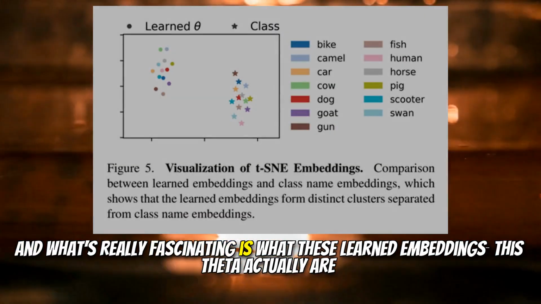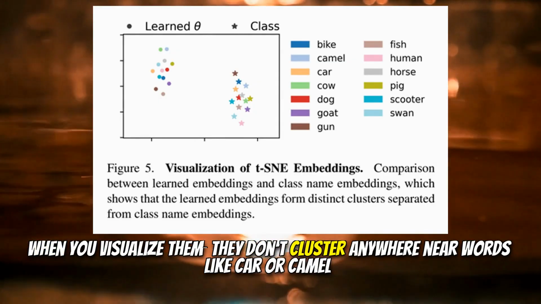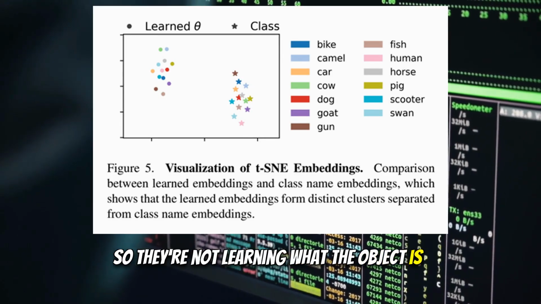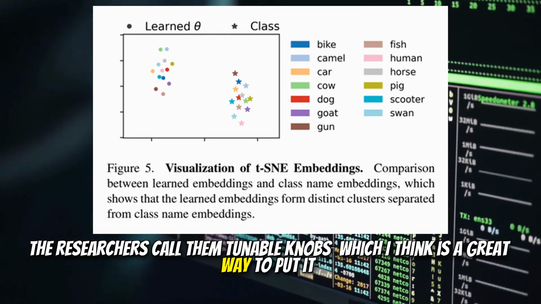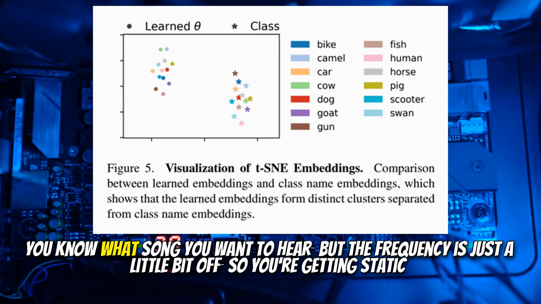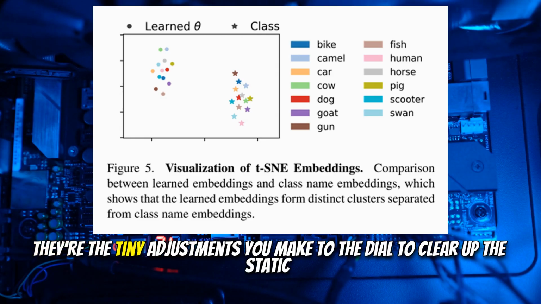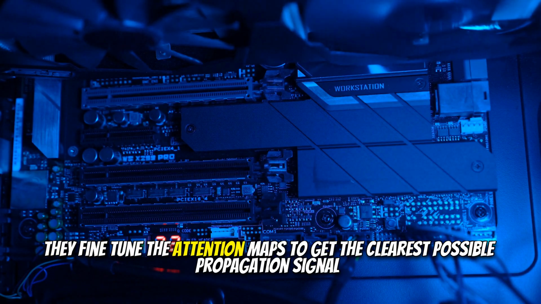And what's really fascinating is what these learned embeddings, this theta, actually are. When you visualize them, they don't cluster anywhere near words like car or camel. So they're not learning what the object is. Not at all. They're not semantic labels. The researchers call them tunable knobs, which I think is a great way to put it. So how should we think about that, like tuning a radio? That's a great way to think about it. You know what song you want to hear, but the frequency is just a little bit off, so you're getting static. These learned tokens aren't the song. They're the tiny adjustments you make to the dial to clear up the static. They fine-tune the attention maps to get the clearest possible propagation signal.